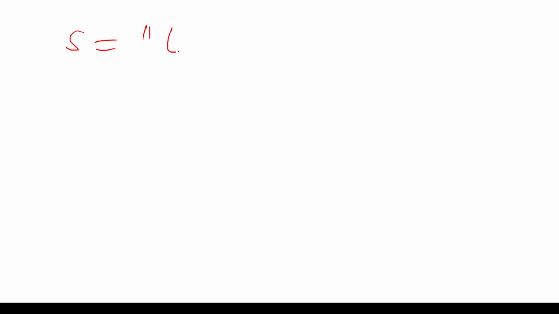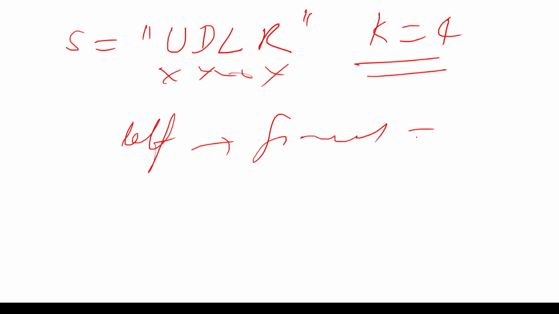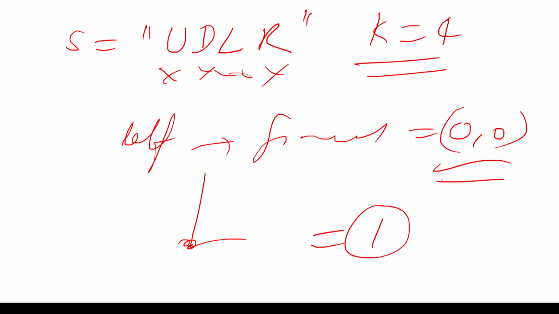We have U, D, L and R, and we'll take k equal to 4. So here we must remove the whole string since k is 4. If we remove all of them, nothing is left, so the final position is 0 0. You are at the origin because we have removed everything. So the answer is 1, only 0 0.